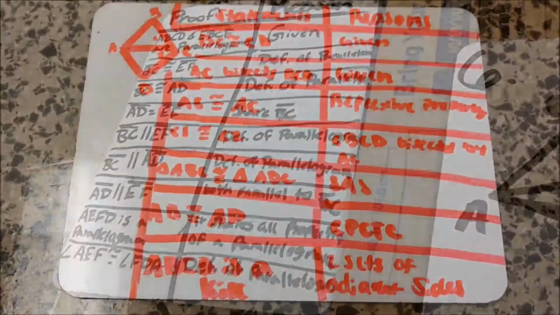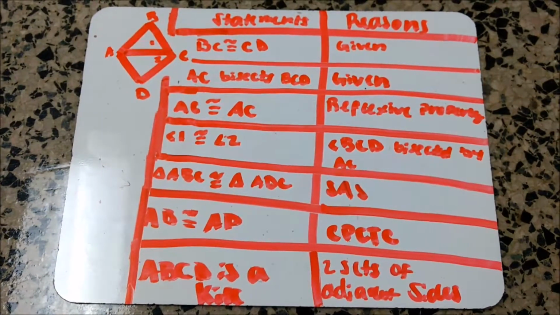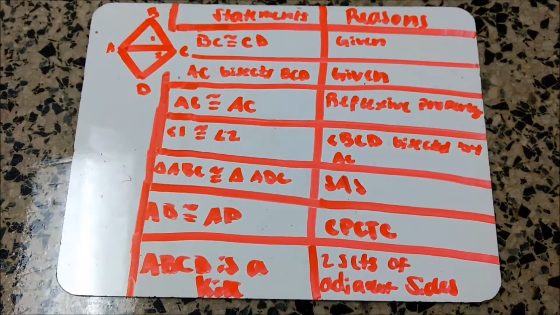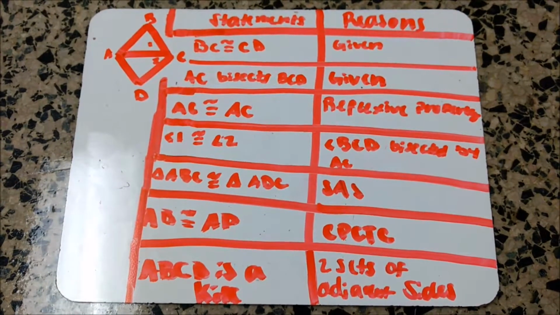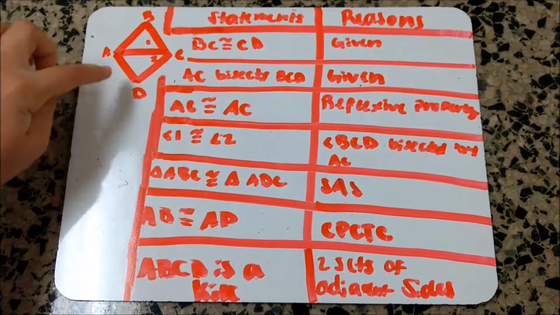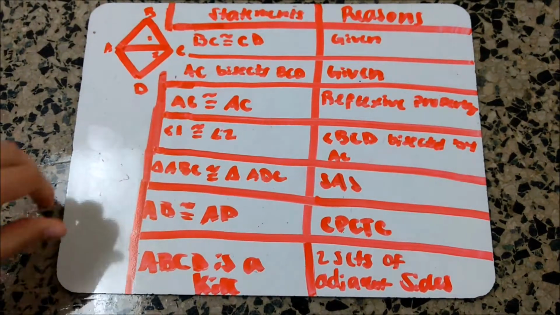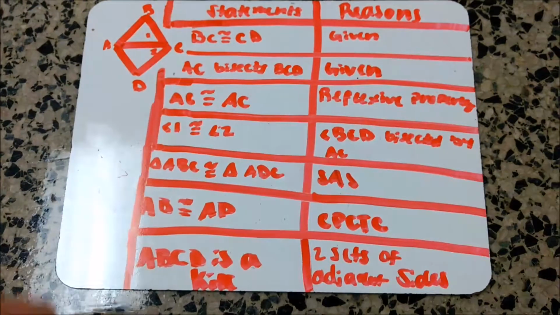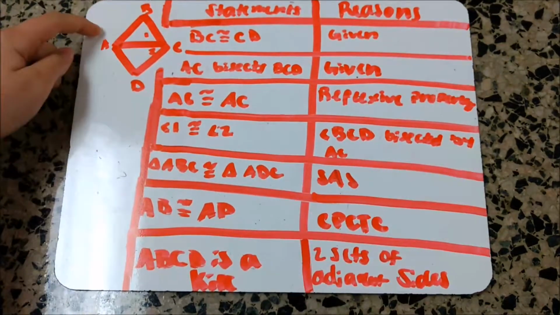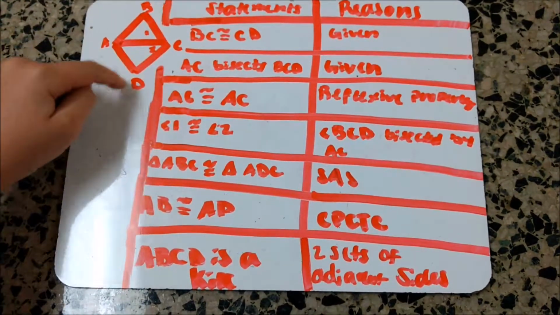We're told to prove that ABCD is a kite. So we are given that BC is congruent to AD and that AC bisects angle BCD. So we know through the reflexive property that line AC is congruent to line AC. So this can form two triangles, ABC and ADC.